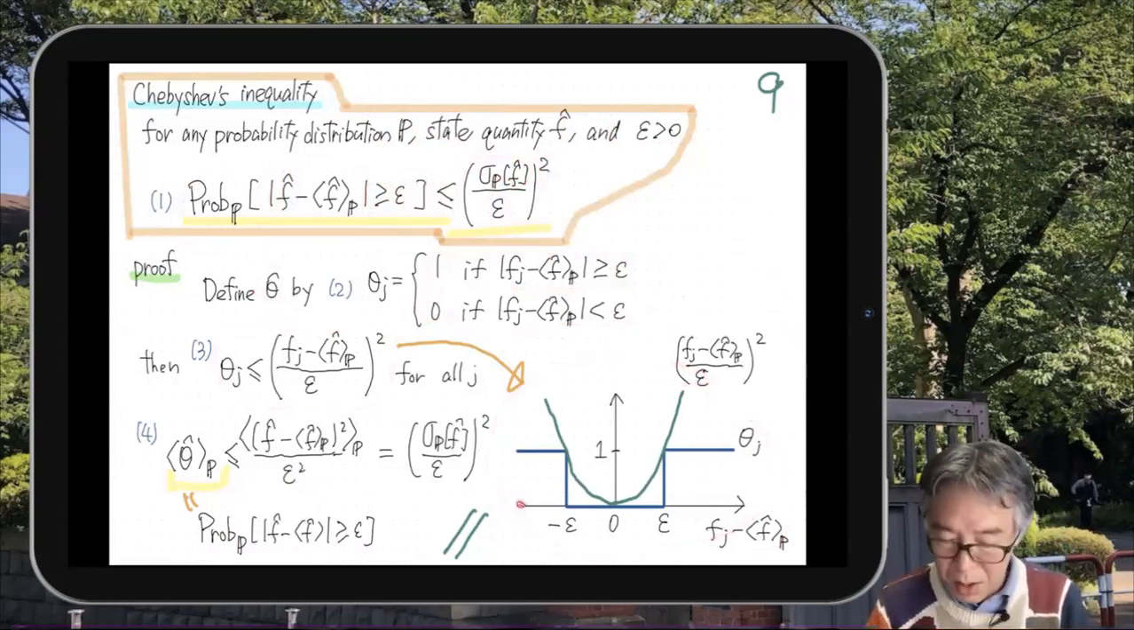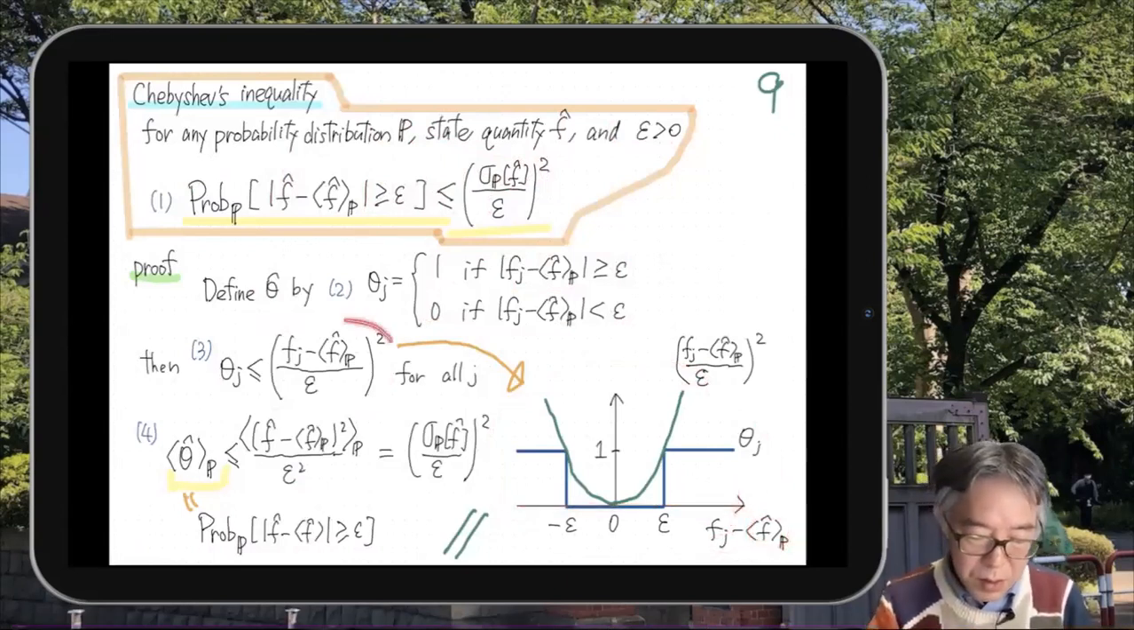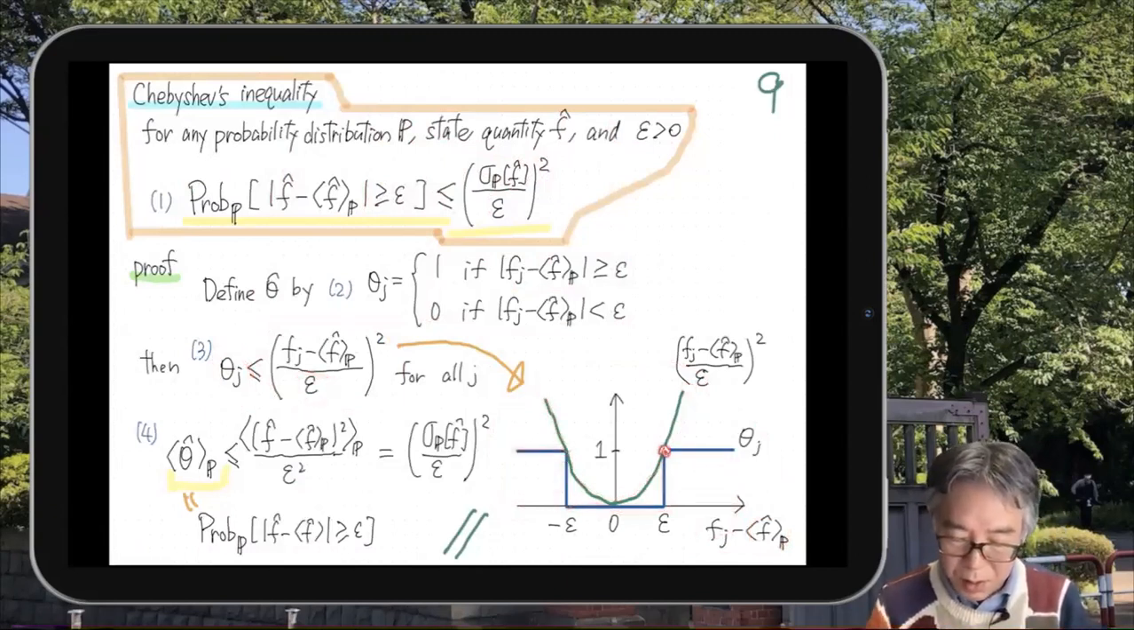So this axis represents this thing, f_j minus the expectation value of f, and then this right-hand side will become this parabola. And the left-hand side is this step function. But we have chosen this coefficient here so that here you have epsilon 1. So this parabola and this step function touch here. And of course, it's clear from the picture that this parabola is always above the step function.